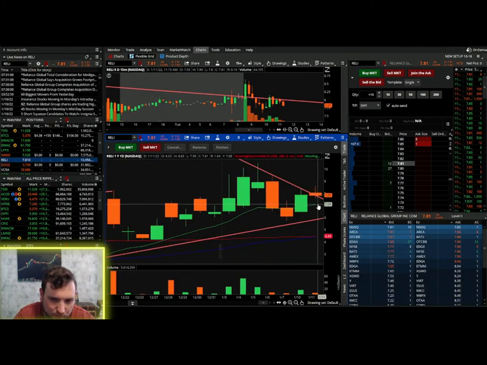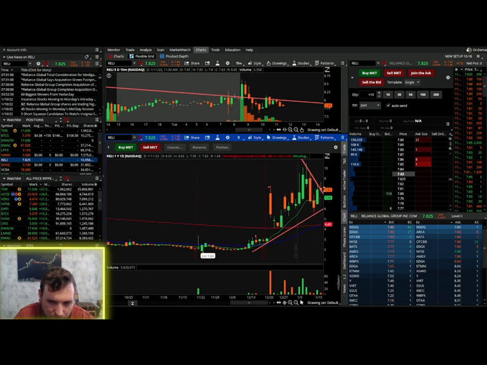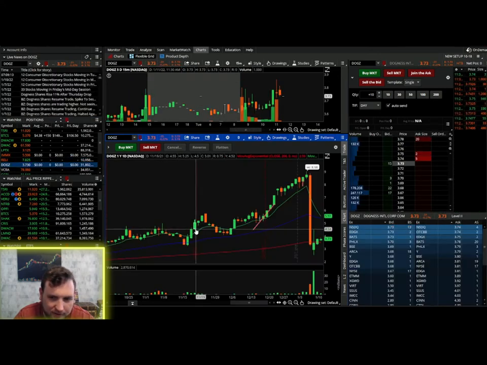RELI, this one's above all moving averages. 200 is the red line. It's way down here. 50's way down here. 10 is up here. And we're above all those indicators, so that can stay on the list.